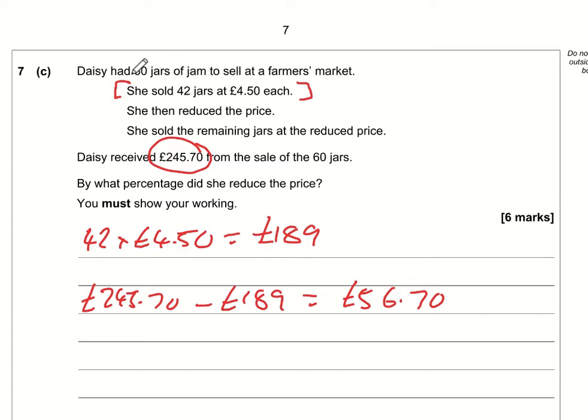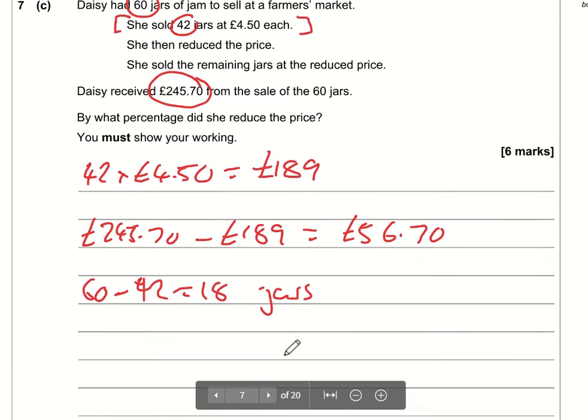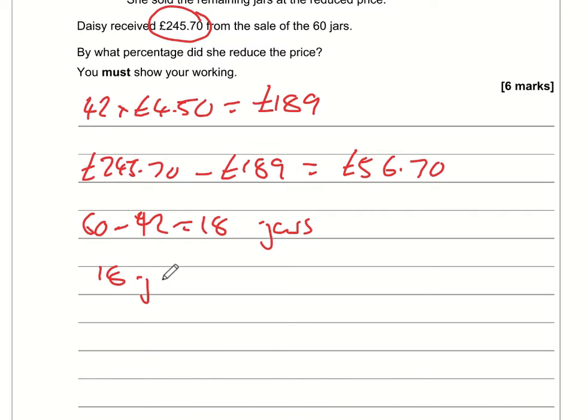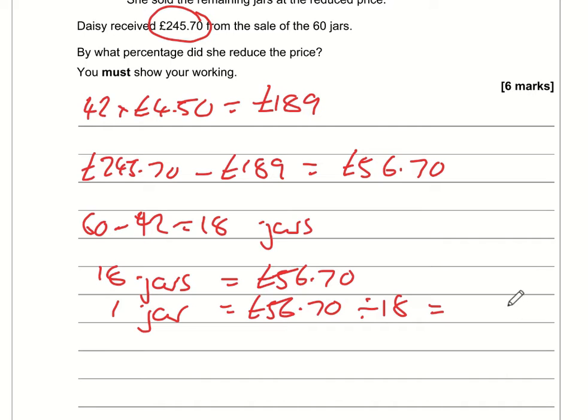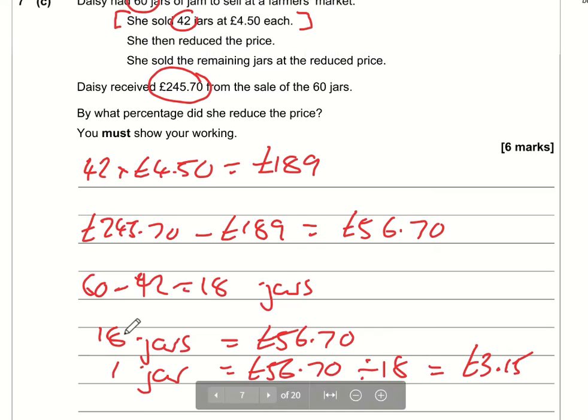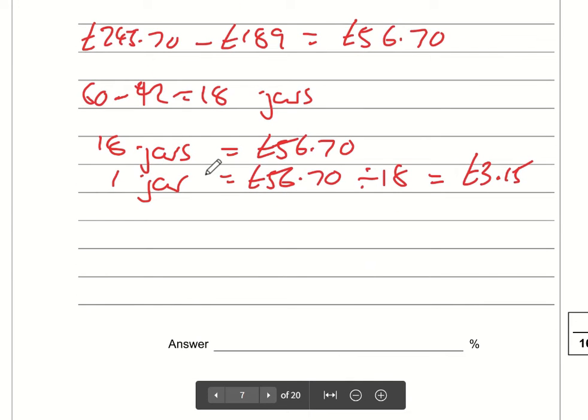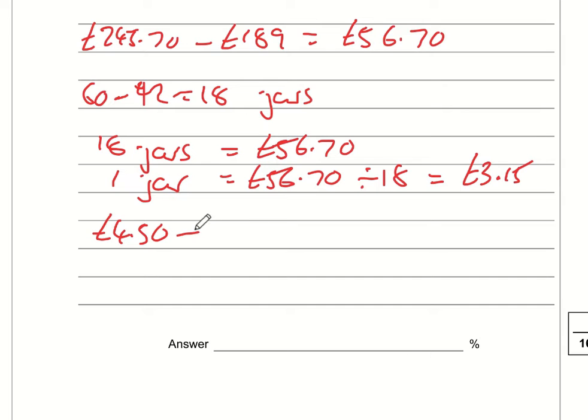Now how many jars was that? Well, that was 60 minus 42, which is 18 jars. So therefore the price, well, we know that 18 jars cost £56.70, so therefore 1 jar would have been £56.70 divided by 18, and £56.70 divided by 18 is £3.15. So the price has gone from, what was it originally, £4.50 down to £3.15. So what percentage is this reduction?